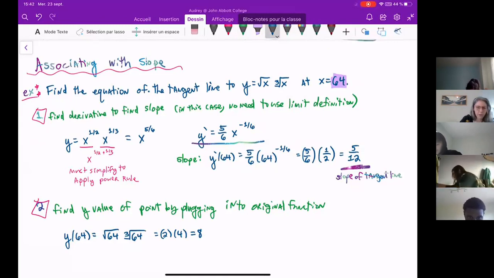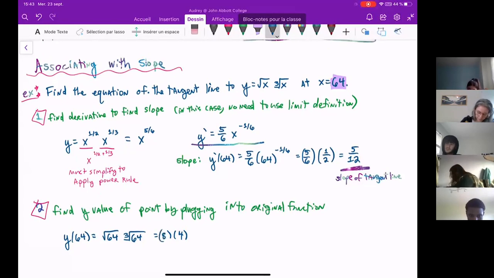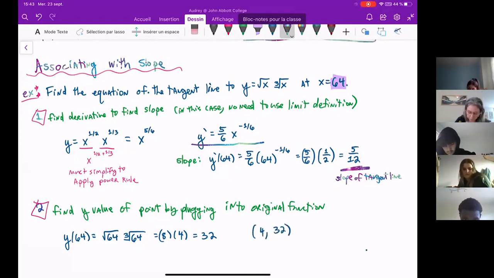Wait, is that the cubed root of 64? No, I'm sorry, the cubed root of 64 is 8, my bad. No, it is 4, what am I saying? Yes, you got it. So that gives us a 32. I'm sorry, for some reason I decided that the square root of 64 was 2, which makes perfect sense, right? So that gives me a 32, which means that my point is (64, 32).